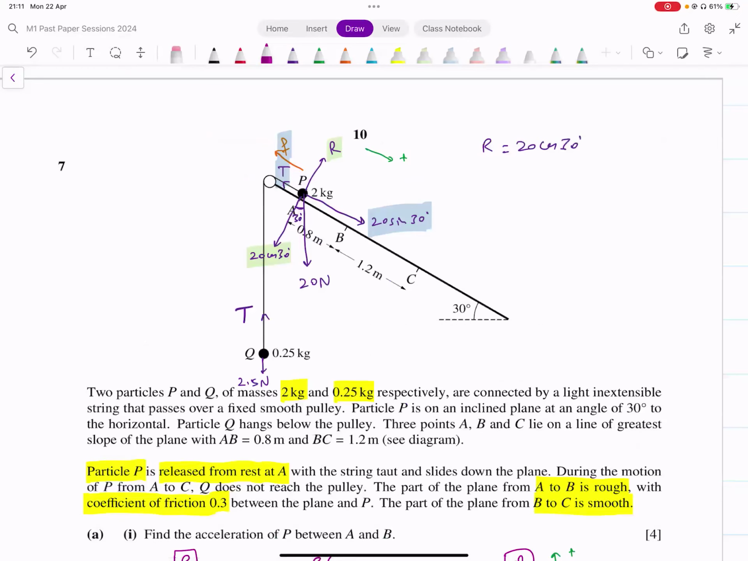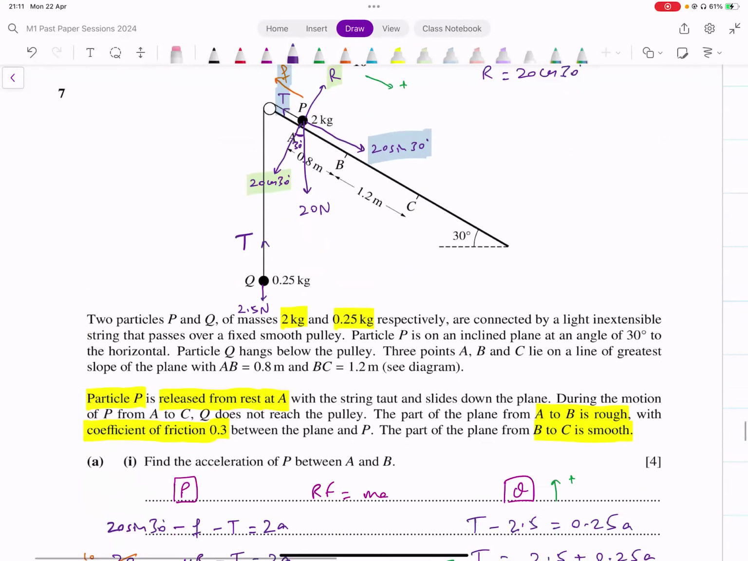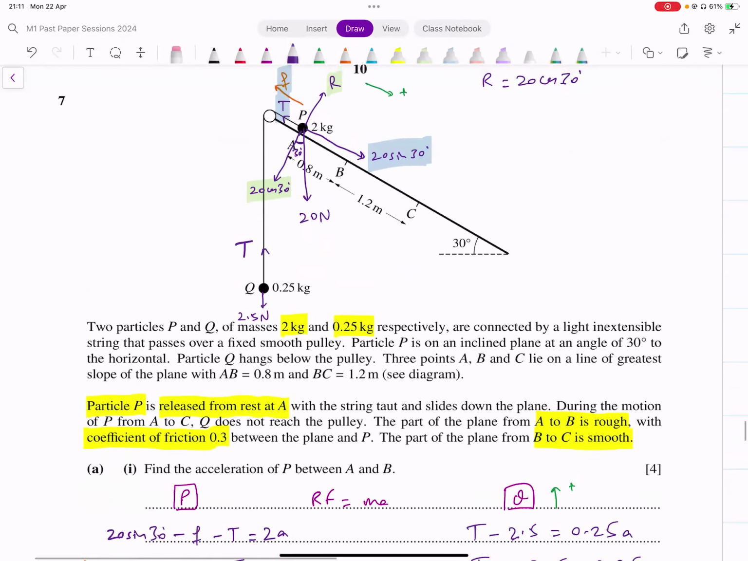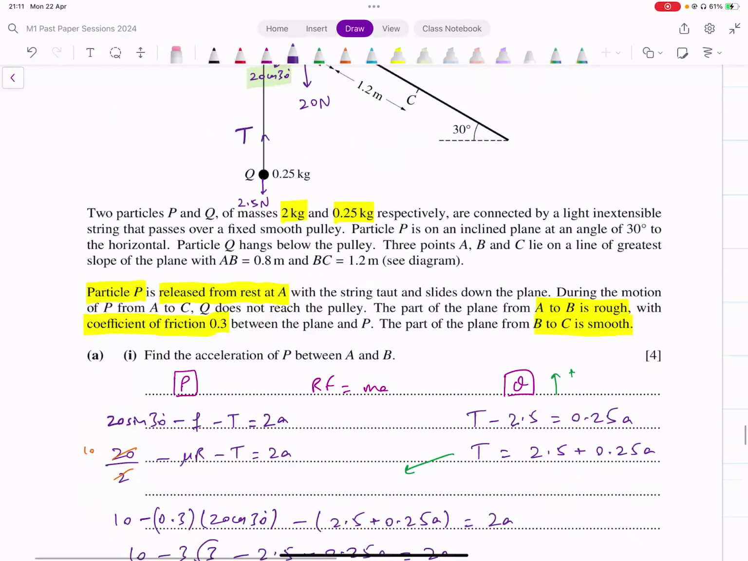In both parts, the particle is moving down the plane. So we can take that direction as positive. What do we know about A to B part? The particle started from rest, I think. Yeah, it was released from rest at A. We know the initial velocity. Friction was constant, right? Yeah, so all forces are constant. That means acceleration is constant.